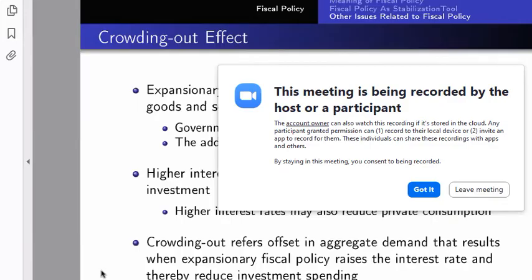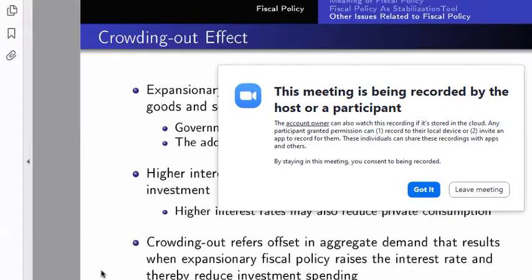So when you are conducting an expansionary fiscal policy, you are likely to be faced with the situation of high interest rates. Now, don't forget the interest rate is nothing but the cost of doing business. So higher interest rates increase the cost of investments and reduce actual investments. High interest rates may also even reduce private consumption.